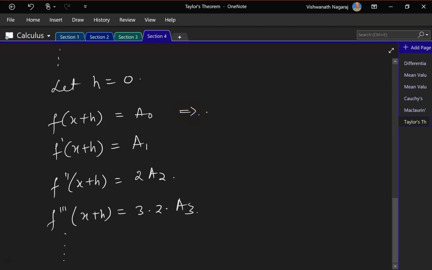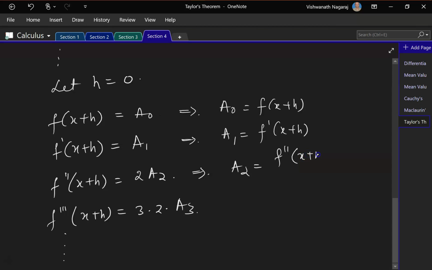Now this basically implies a naught is equal to f of x plus h. This implies a1 is equal to f prime of x plus h. This implies a2 is equal to f double prime of x plus h by 2. This is a3 is equal to third derivative of f by 3 times 2. So we can make this a factorial and this a factorial.